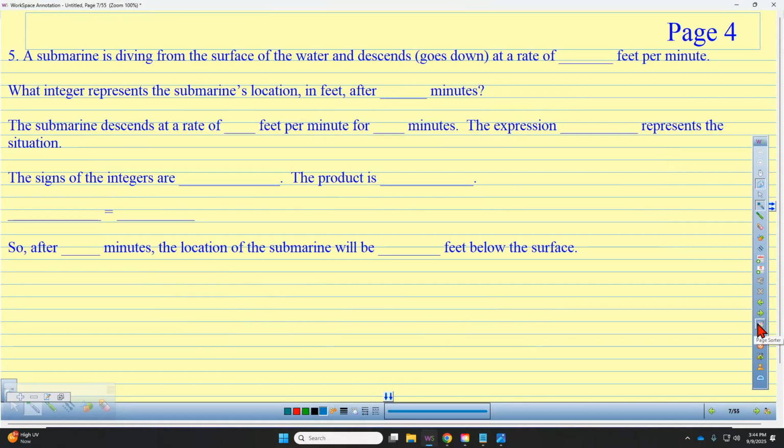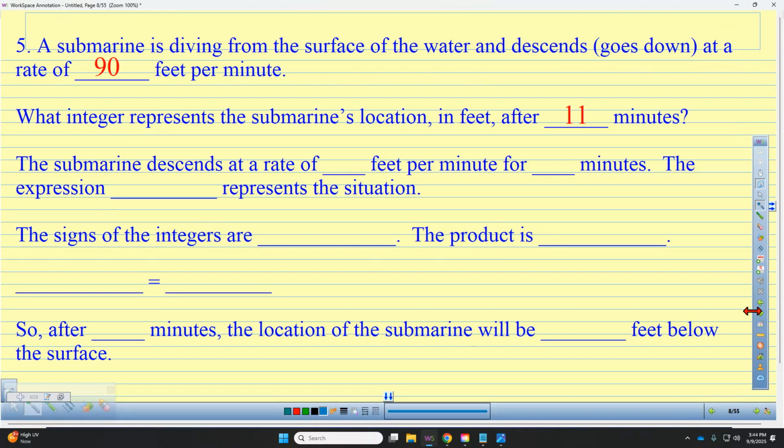Let's turn to page 4. We've got a submarine and we're going to dive. We're diving at a rate of, so when you descend, that means you're going down in the submarine. So that's at a rate of 90 feet per minute. What integer represents the submarine's location in feet after 11 minutes?